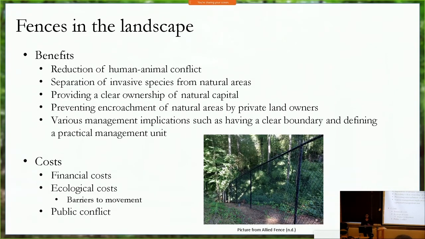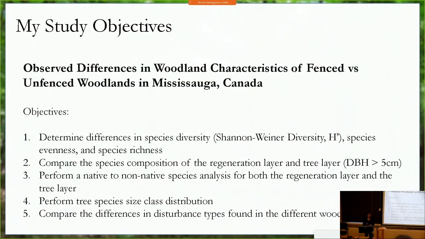Whenever the City of Mississauga has to make this decision of whether to fence a woodland or not, they always have to go through the pros and cons to see if it is worth fencing. That's where the rationale for my study came from: to see what the current differences are in woodlands that are fenced versus unfenced, to see if it is worth fencing, even though you have to go through this fight with the public to do so.